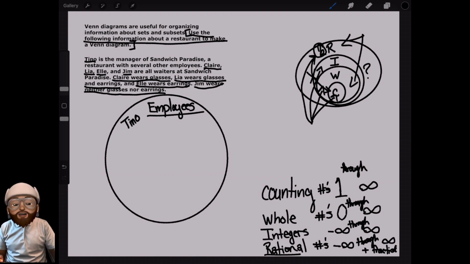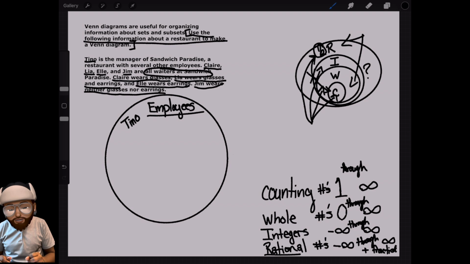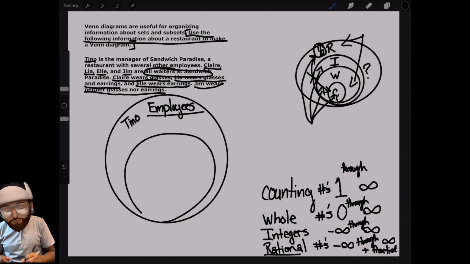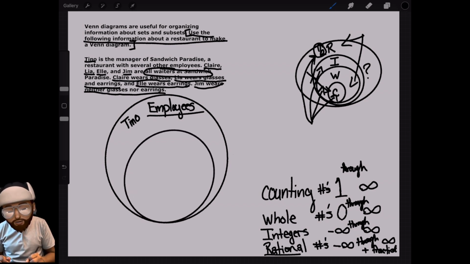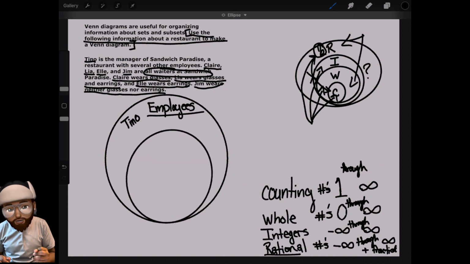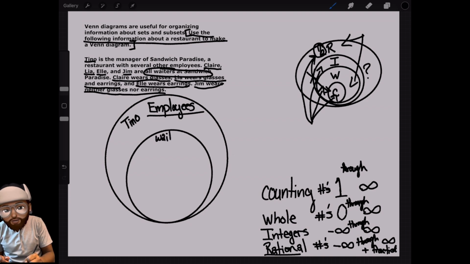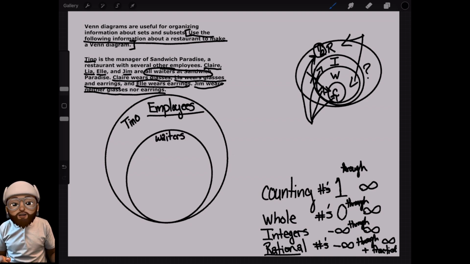So the next circle in the Venn diagram that it says is that Claire, Leah, Elle, and Jim are all waiters at Sandwich Paradise. So Claire, Leah, Elle, and Jim would all be represented in a Venn diagram circle that represents, you guessed it, waiters.